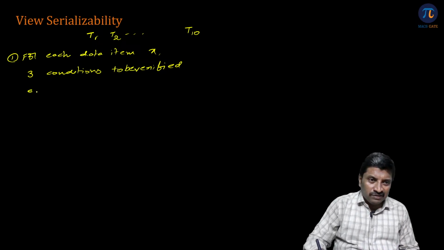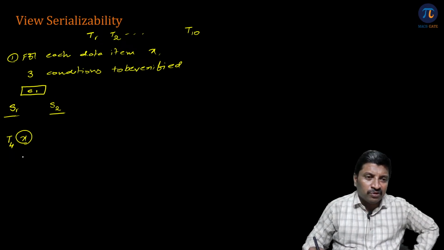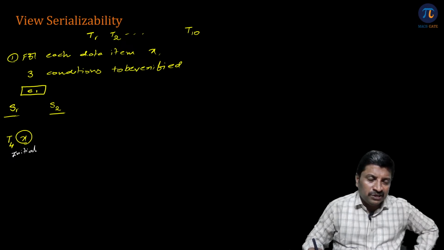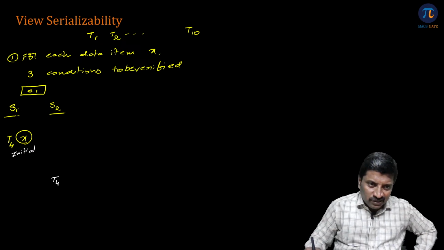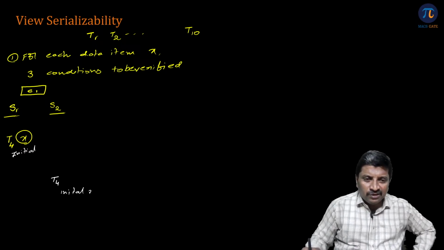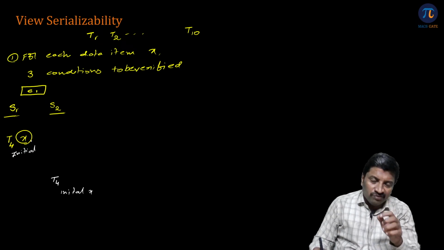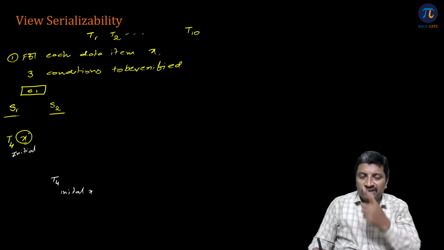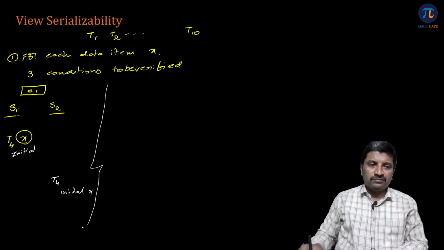So what are the 3 conditions? The first condition. Suppose this is my schedule 1, this is my schedule 2. Let us assume some T4 is reading the value of X. Before T4 reads it, no one modifies it. That means T4 reads the initial value of X. In schedule 2 also, T4 compulsorily needs to read the initial X. That may be at the end, that may be at the beginning, but compulsorily it needs to work with the initial value. So when T4 is working with the initial value of X in S1, compulsorily in S2 also it needs to work with the initial value. We don't mind when. What is condition 2?